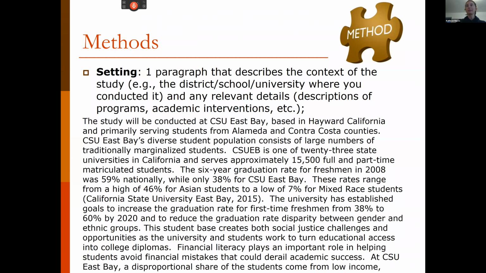Now, when you give the context, you have to think about what aspects of the context will be most useful, right? Just giving the breakdown of demographics may not be as useful, but in his case, he's arguing that the graduation rate is really low and that they need financial literacy. So obviously giving the graduation rate is a really important statistic to give, all right? He also talks about the goals of the university to increase graduation rate. That's a key part of the context. If we understand that we want to increase the graduation rate, it gives the reader a contextual understanding of why this study might be important, all right? So he goes on to say financial literacy plays an important role in helping students avoid financial mistakes. And so that's why the study is important within this context.